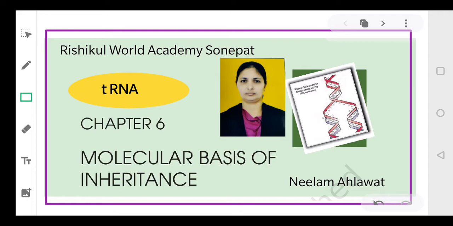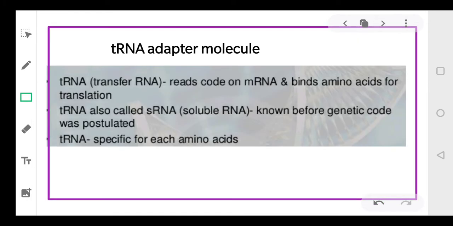We'll start with the topic, that is tRNA. It's a very small topic, but it's a very important one. Okay, dear students, I hope you have no problems regarding transcription and translation. And yesterday we talked about mutations, isn't it? The different kinds of mutations like point mutations and frame shift mutations.